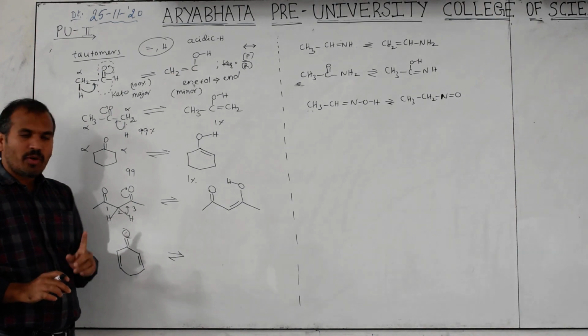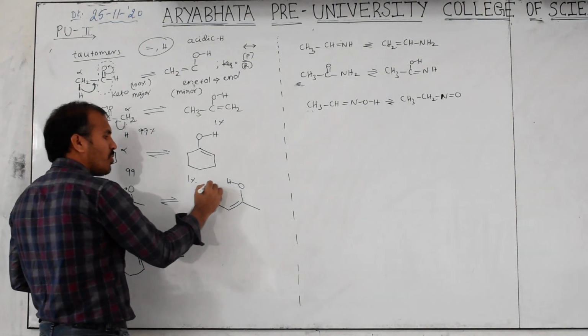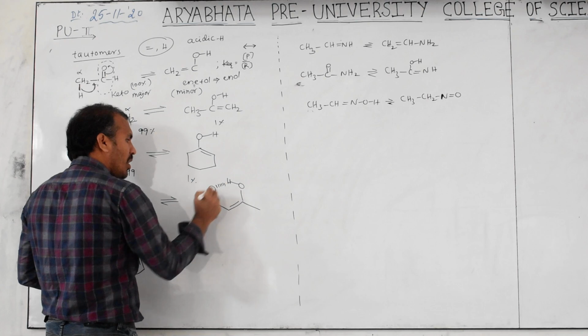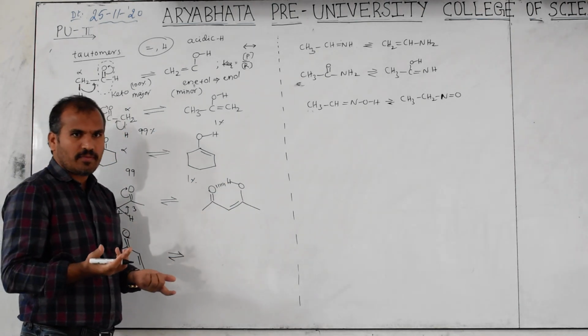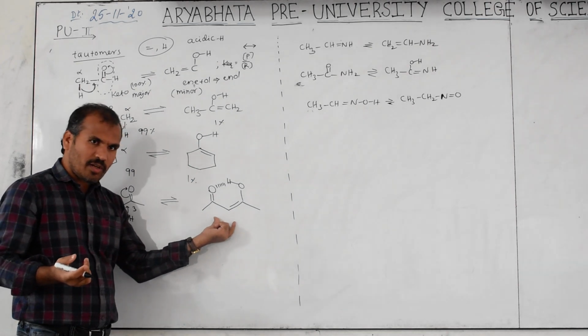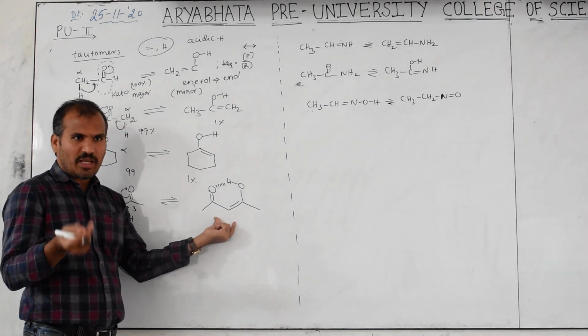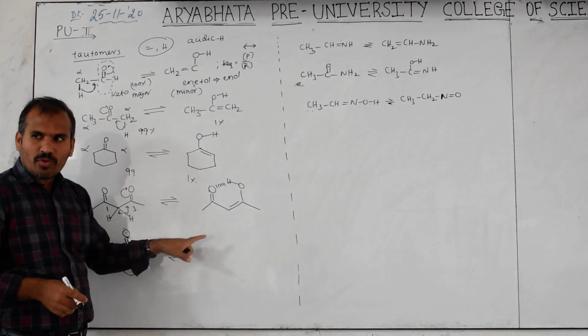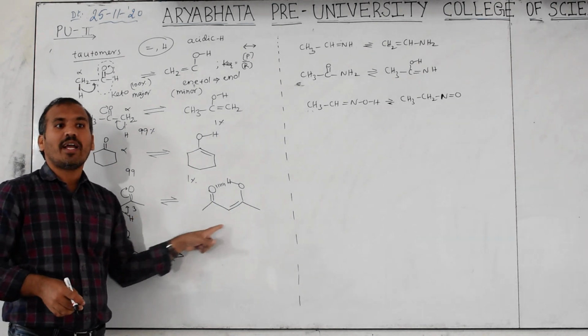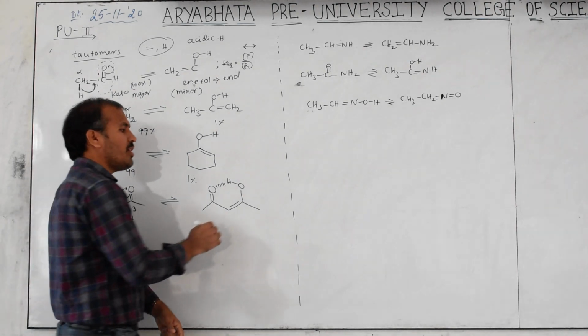Got the point here? But we know about hydrogen bonding. Hydrogen bonding is possible between an electronegative atom and hydrogen. Hydrogen bond always stabilizes, so this is stable now. Chelate formation is generally stable. So this is more stable, and this is less stable. Why is it more stable? The reason is this hydrogen bond.